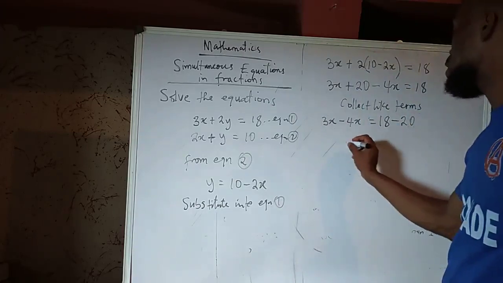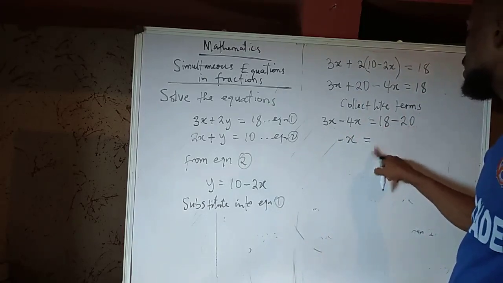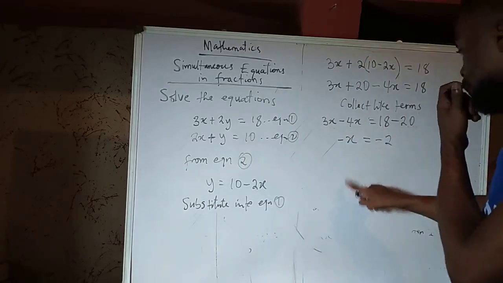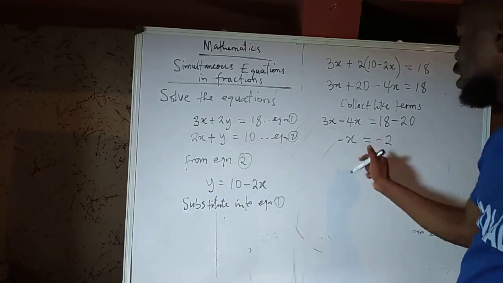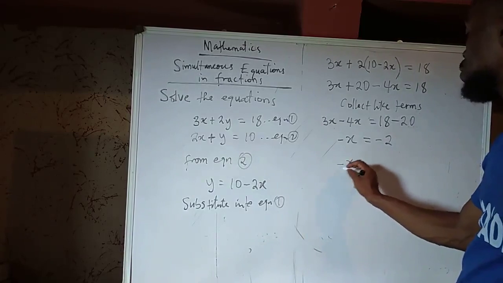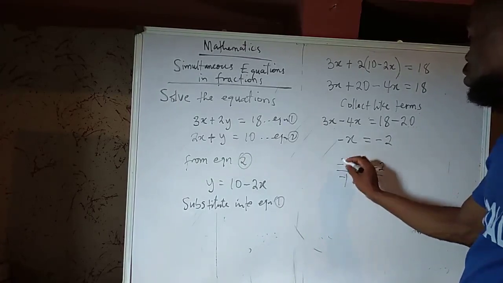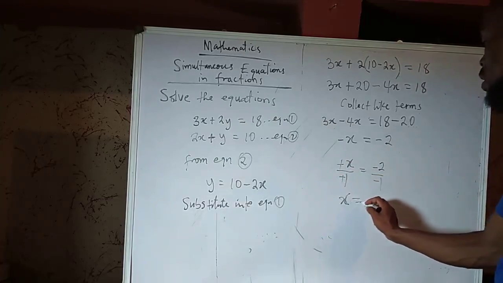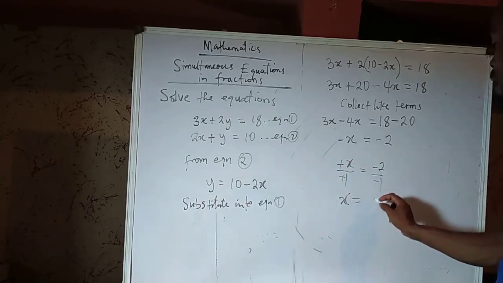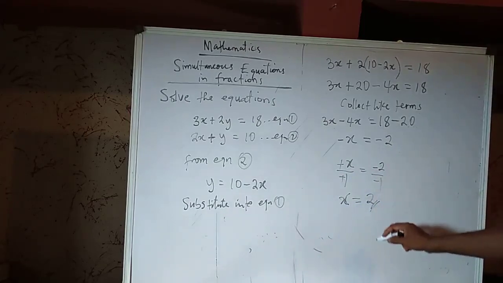Okay, 3x minus 4x is simply minus x. 18 minus 20 is minus 2. So with that now, we divide through by minus 1. Once we do that, this minus will cancel out. So we'll be left with x equals minus 2 divided by minus 1 is simply 2. Minus divided by minus is plus. 2 divided by 1 is 2.